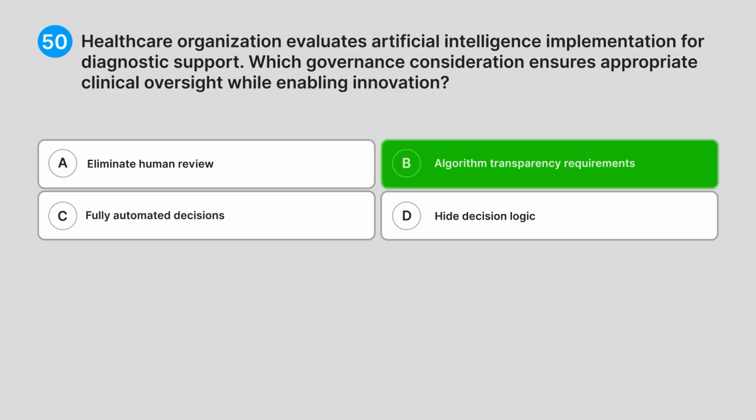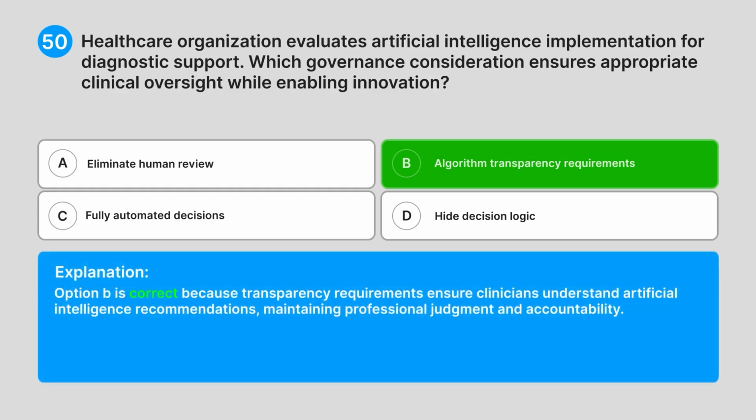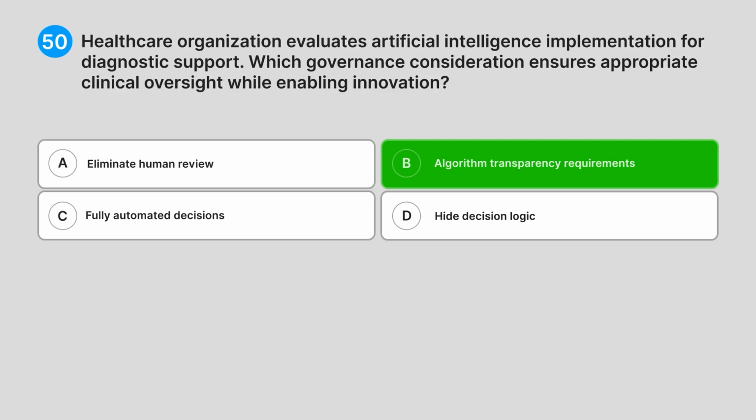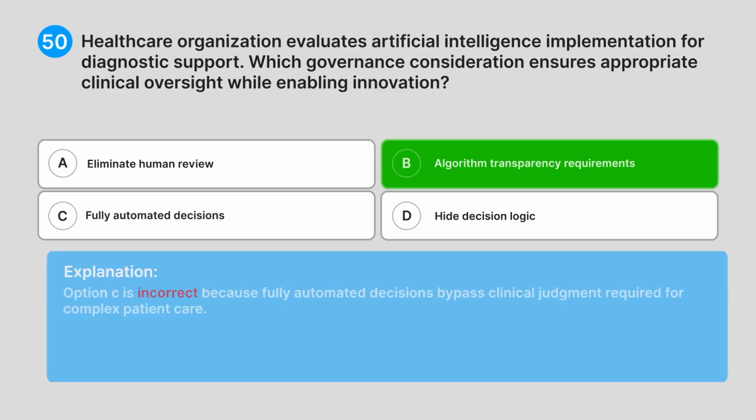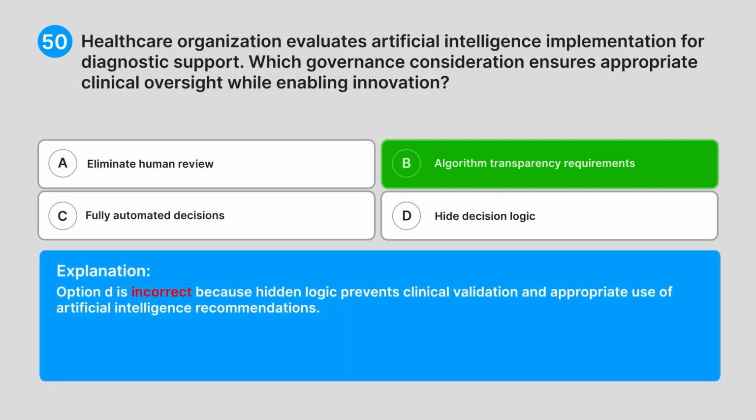Correct answer, B. Algorithm transparency requirements. Explanation. Option B is correct because transparency requirements ensure clinicians understand artificial intelligence recommendations, maintaining professional judgment and accountability. Option A is incorrect because eliminating human review removes clinical oversight essential for patient safety. Option C is incorrect because fully automated decisions bypass clinical judgment required for complex patient care. Option D is incorrect because hidden logic prevents clinical validation and appropriate use of artificial intelligence recommendations.